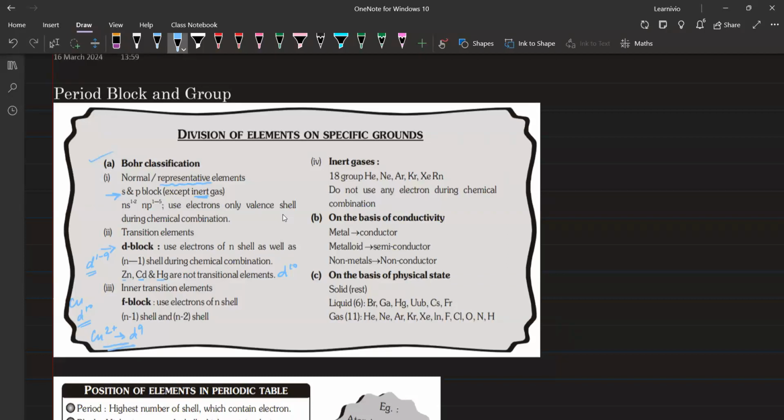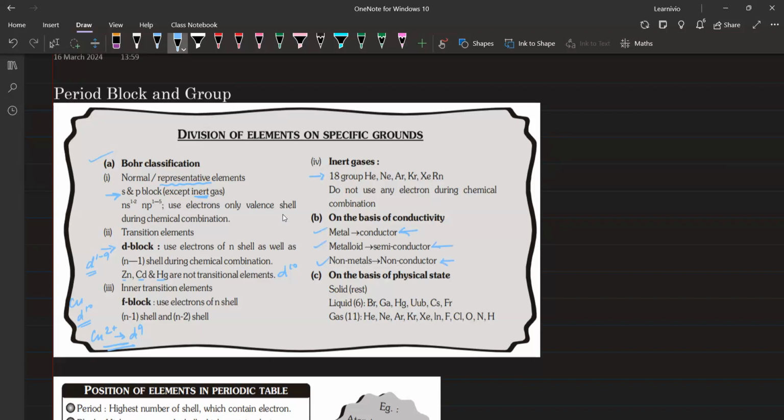Then you have the inner transition elements, which are F block elements. In this, we have actinoids as well as lanthanoids. Then we have the inert gases, which are the 18th group. Here we have helium, neon, argon, krypton, xenon, and radon. Now, on the basis of conductivity, we can divide elements into metals, metalloids, and non-metals. Metals are conductors, metalloids are semiconductors, and non-metals are non-conductors.